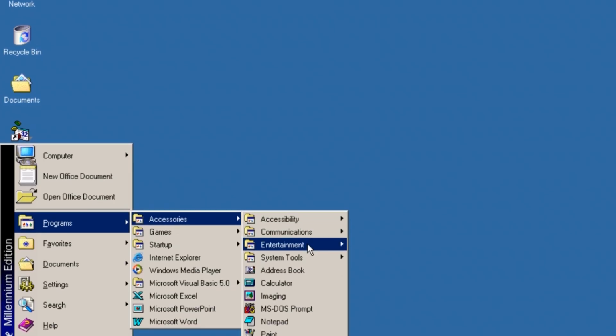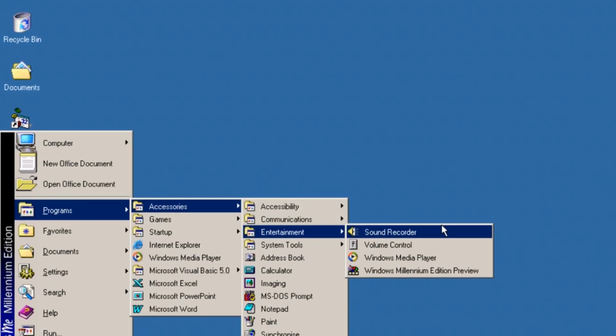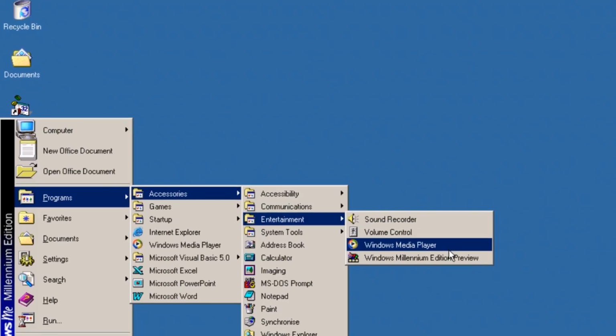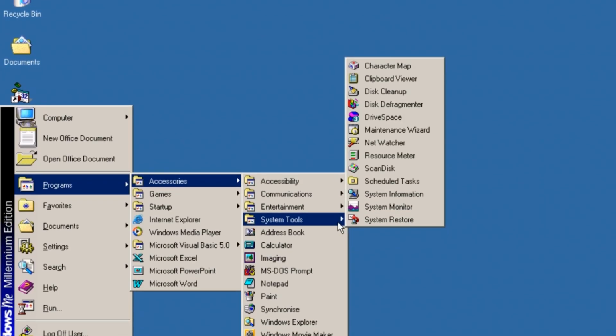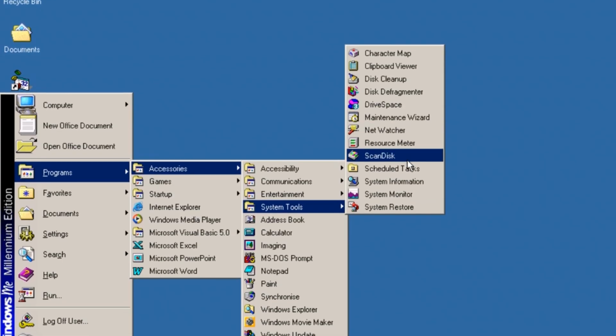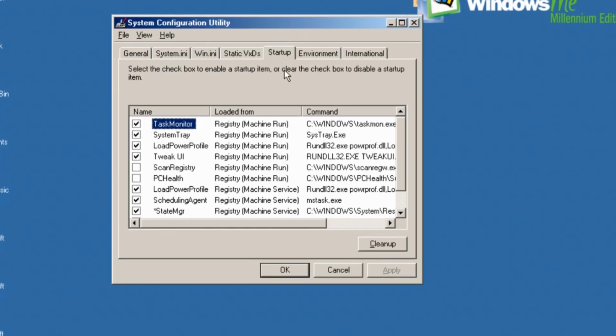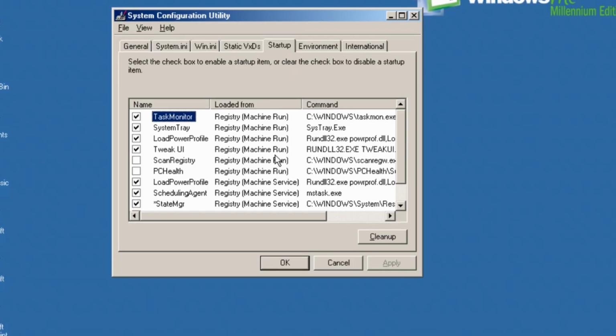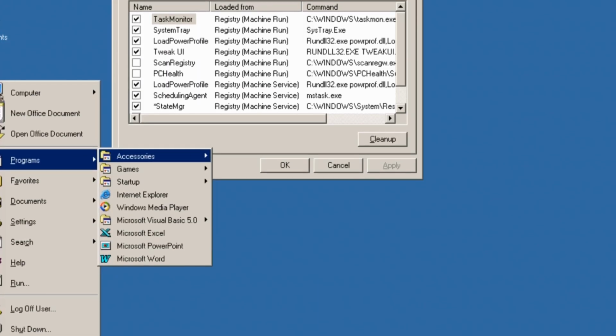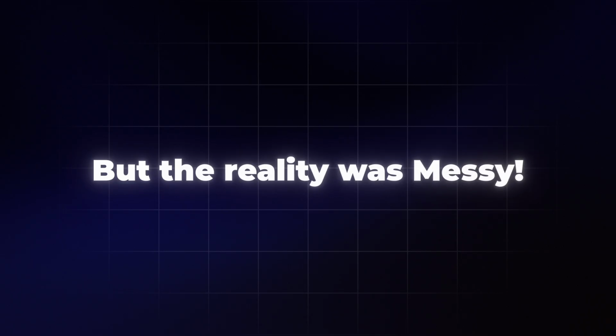On paper, Windows ME had some interesting goals. It pushed multimedia harder. It focused on home users. It introduced system restore. It tried to improve boot time. It came with updated bundled applications. But the reality was messy.